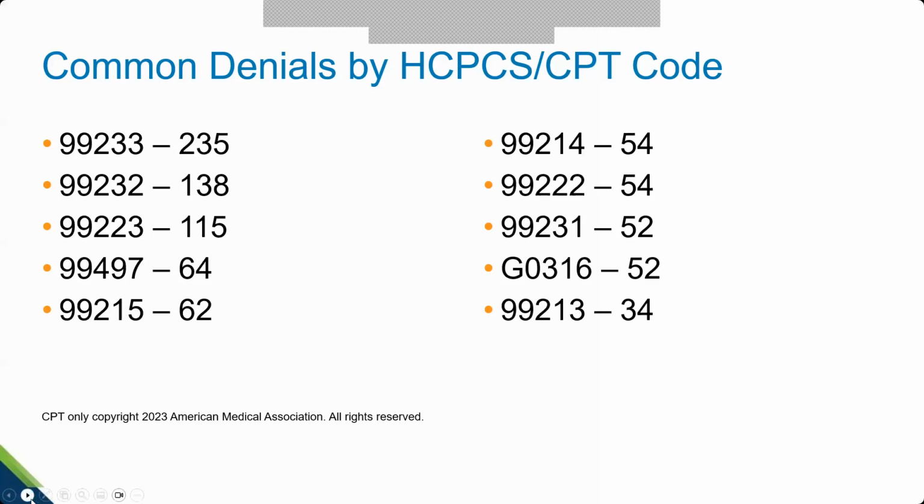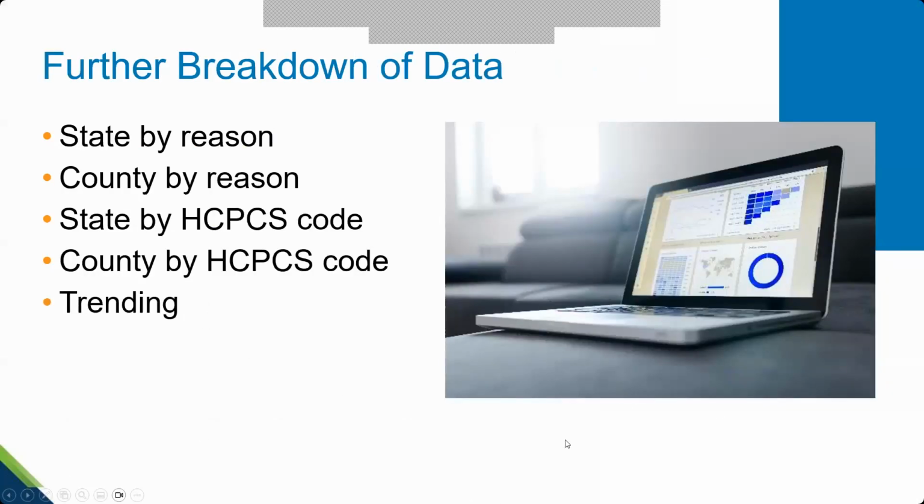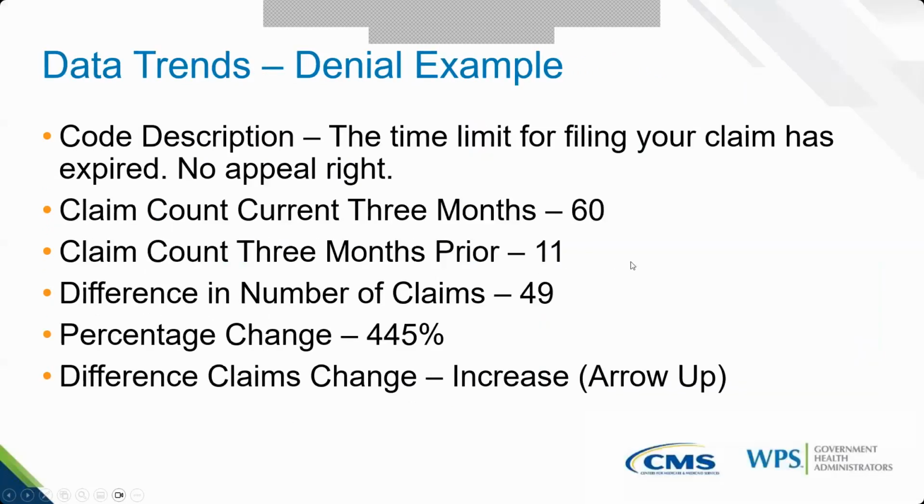All right. Now, remember I mentioned to you earlier that this data that we pull can actually be broken down in other ways. I looked at all 6 of our states. You can actually break down to county. We can also look at trending. So I do want to show you an example of that. This is a data trend for a denial.